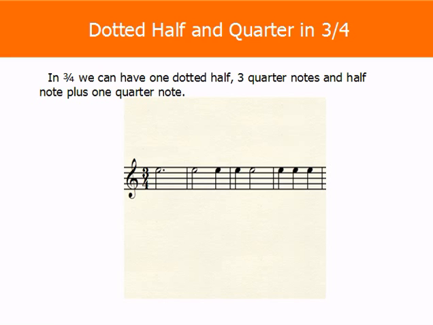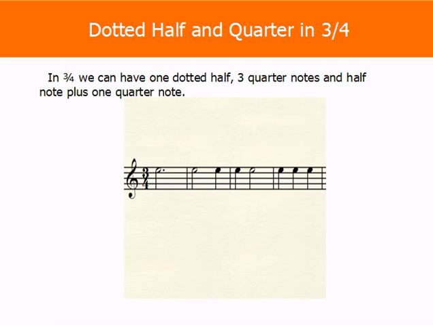So in 3/4 we can have 1 dotted half, 3 quarter notes, and a half note plus 1 quarter note. So we have 1, 2, 3. 1, 2, 3. Let's try it again. 1, 2, 3.